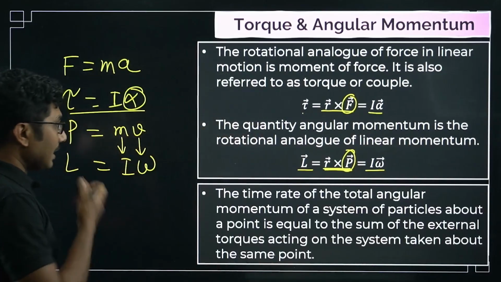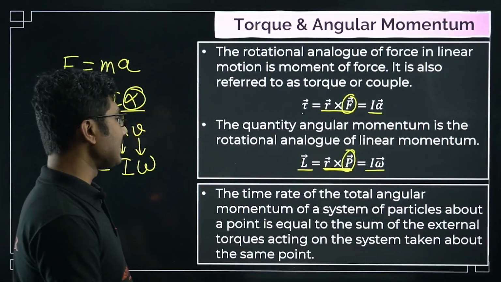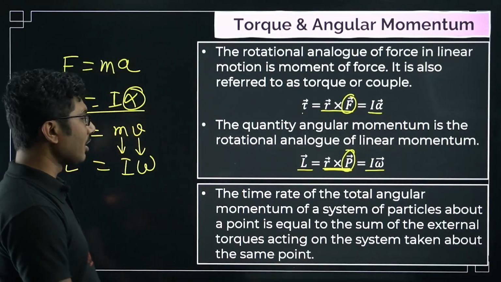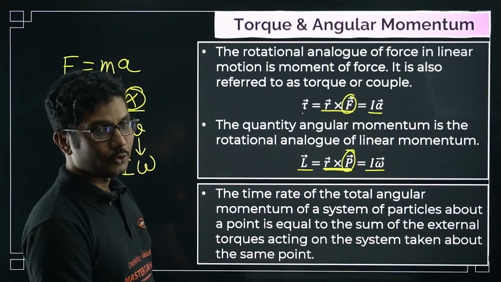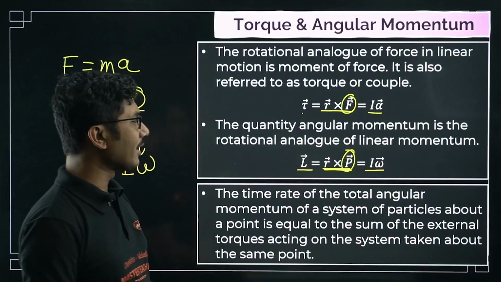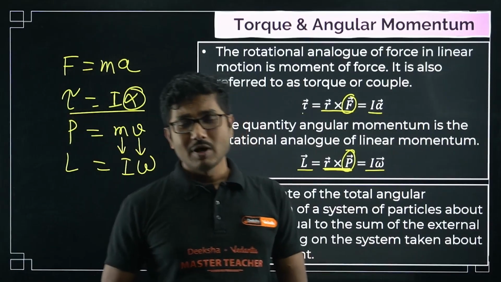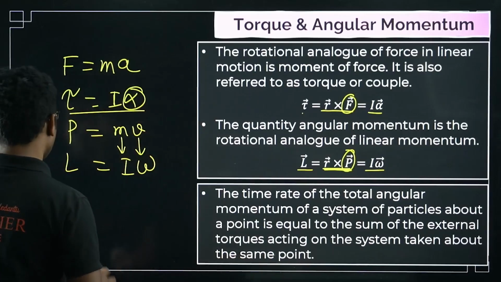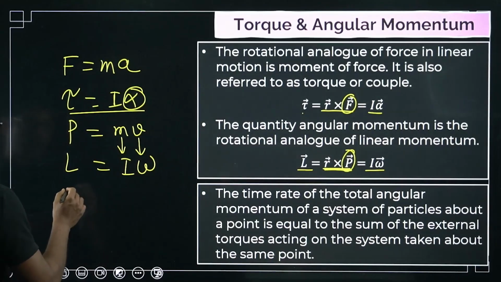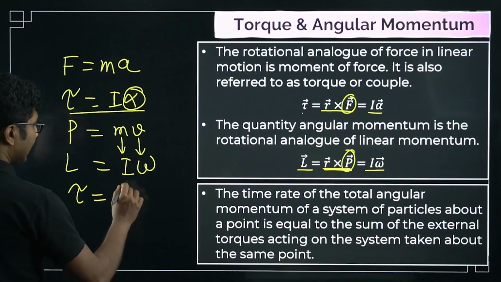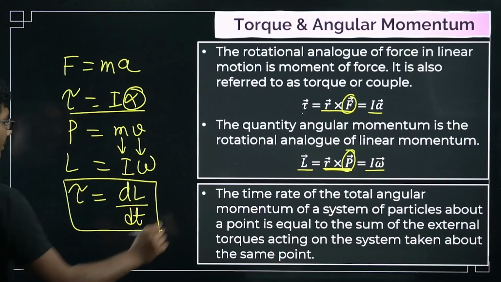What else? The time rate of change of total angular momentum of a system of particles about a point is equal to the sum of external torques acting on the system, taken about the same point. It is similar to the second law of motion. You can call this the second law of motion for rotational motion. What is the meaning of that? Very simple: torque is basically dL by dt. The rate of change of angular momentum is equal to torque.